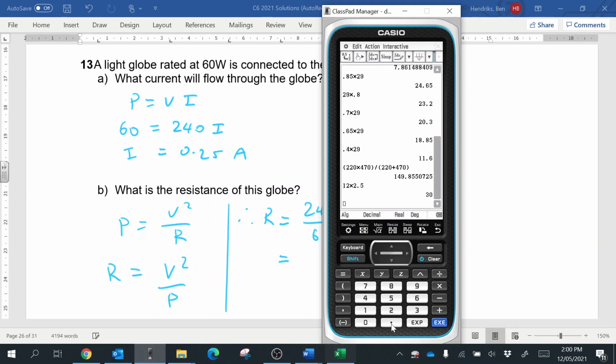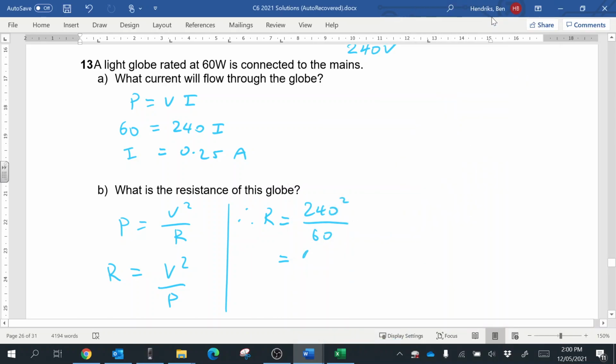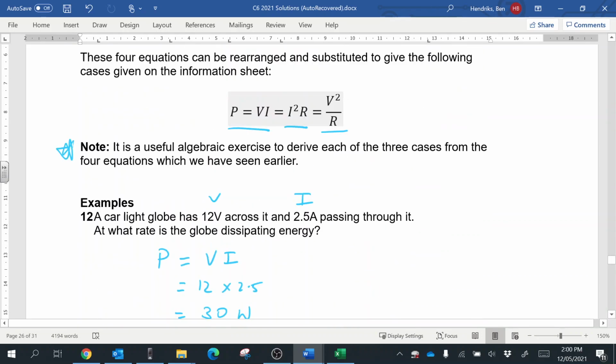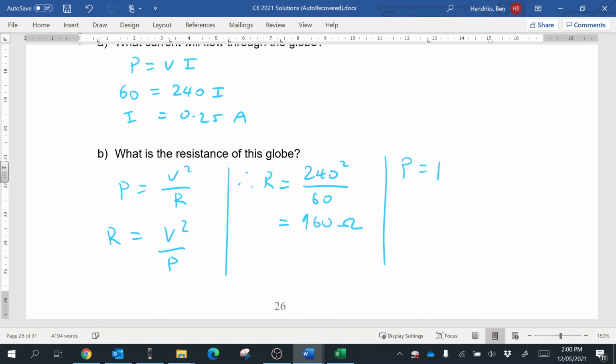So the resistance is going to be 240 to the power of 2 divided by 60, so 960 ohms. Okay, so that's one way we could have done it. Let's look at another way we could have worked this out. We could have used P equals I squared R. So R is equal to P divided by I squared, which means 60 divided by 0.25 all squared.